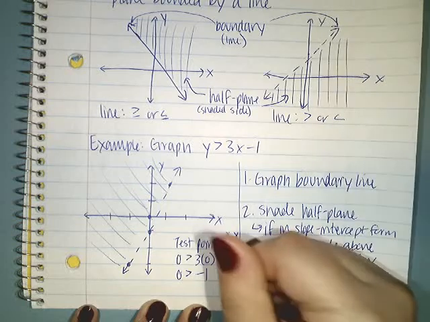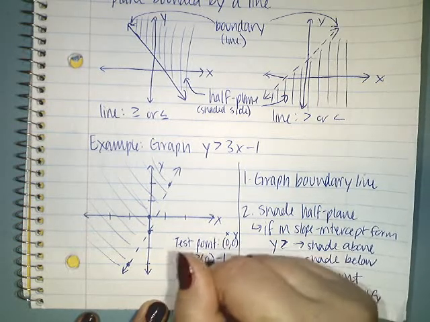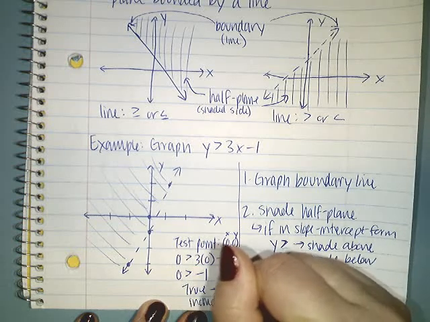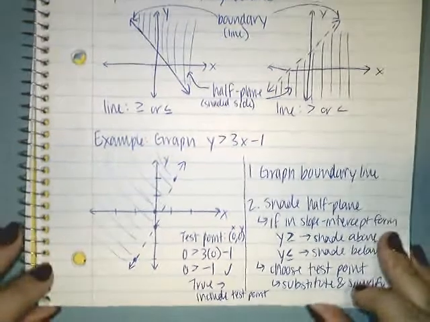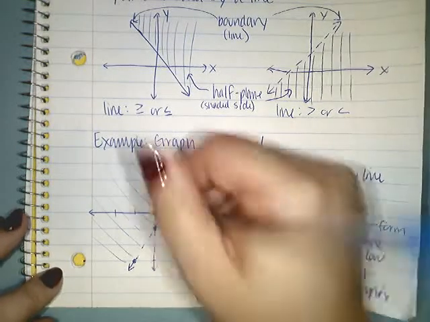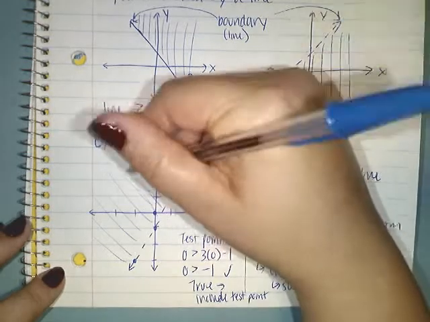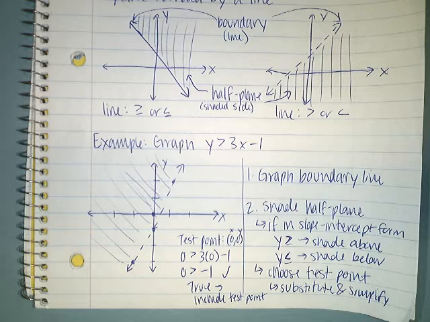So I get 0 is greater than 3 times 0 is 0 minus 1. 0 is greater than negative 1. That is true. So I should include the test point in my shading. If the test, when I plug it in, is true, I include that point in my shading. So you can see 0, 0 is right here, and that is in my shaded section, which it should be since it passed my test.